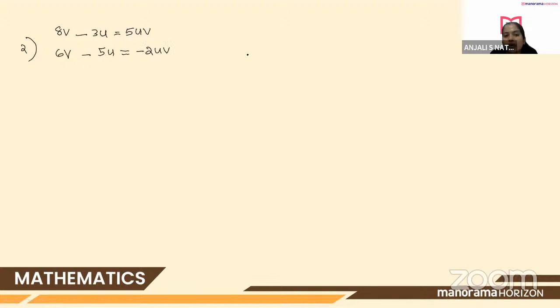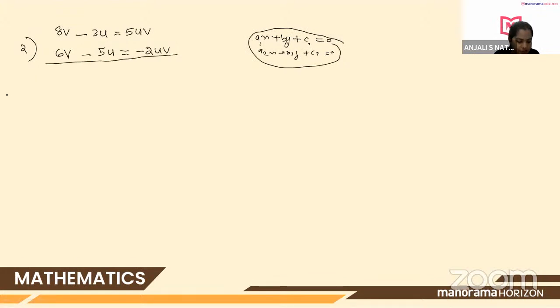So what is our general form of equation, linear equation in two variables? We know that it is ax plus by plus c is equal to 0, or a1x plus b1y plus c1 is equal to 0, or a2x plus b2y plus c2 is equal to 0. So this is our general form. Look at this equation, 8v minus 3u is equal to 5uv. So this is clearly not a linear equation.